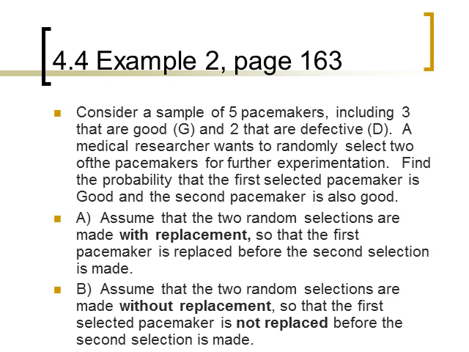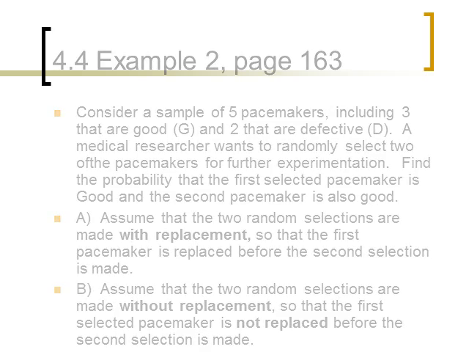Then we're going to work it out where we assume that the 2 random selections are made without replacement. Without replacement means that when we select the first pacemaker, we keep it, and then we select the second. And so when we're not replacing the first, our total for the second selection is no longer 5, but it goes down to 4 pacemakers. So let's try to solve part A.